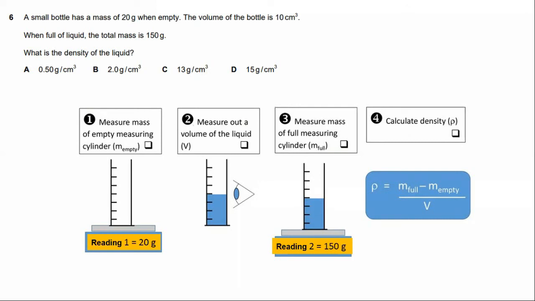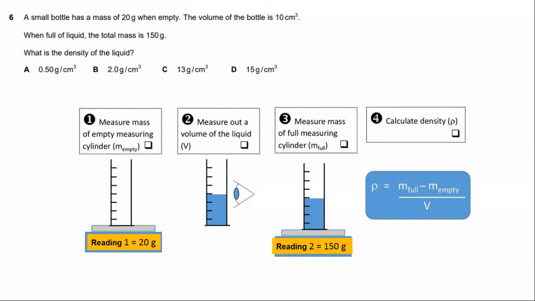We cannot simply put a liquid onto a balance in order to measure its mass. We always need a container to put a liquid in. So in this case, we will use a measuring cylinder, which we use to measure the volume of the liquid itself, to contain our liquid. First, we measure the mass of the empty measuring cylinder. We take the reading. In this problem, the reading is 20 grams.